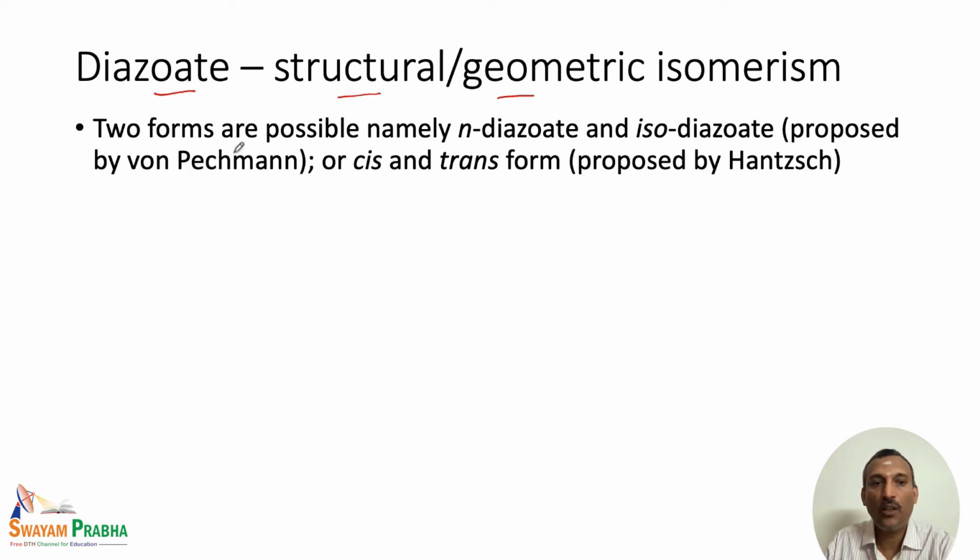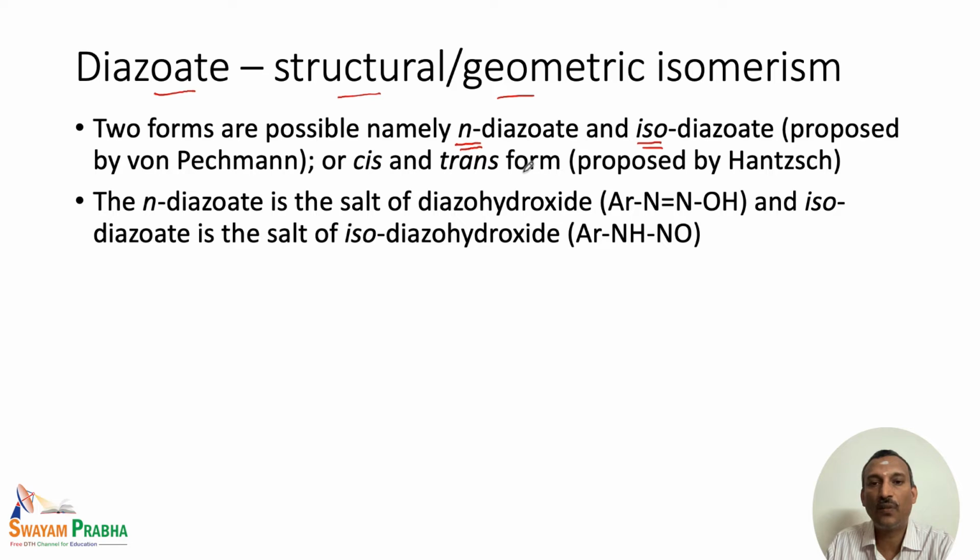The other point is that we can have two isomers, one is the normal isomer, and another is called the iso isomer. Various scientists had given different proposals. Hantzsch had proposed that these diazotate compounds have cis-trans forms, and Bamberger had proposed that they have normal and iso structures. We will look at the normal and iso structures soon. The cis-trans form is mainly for the geometric isomerism.